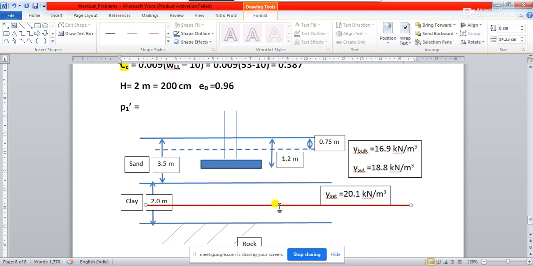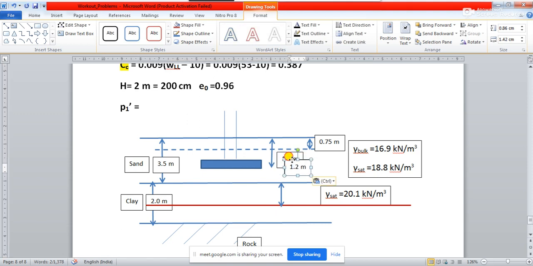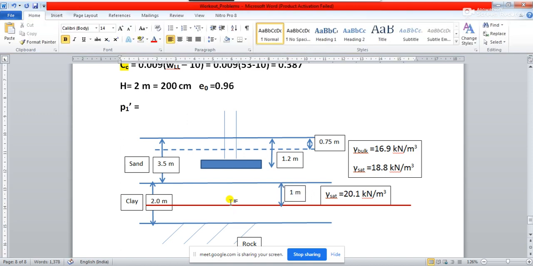And what is this depth? Total clay stratum depth is 2 meter, right? So the middle of the clay stratum depth, from here to here if you take, so very important to understand from the diagram, because from the diagram the problem will become very simple, you see. So middle of the clay stratum, this is actually 1 meter, right? Now you tell me what will be the value of this P1 dash.